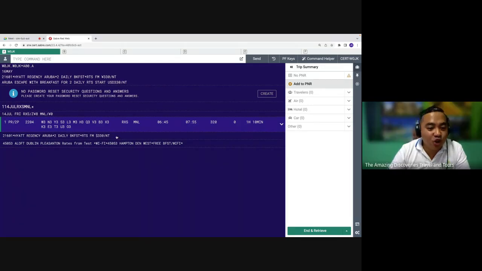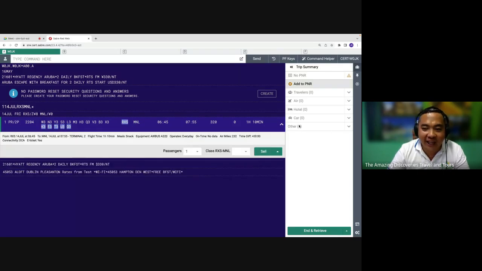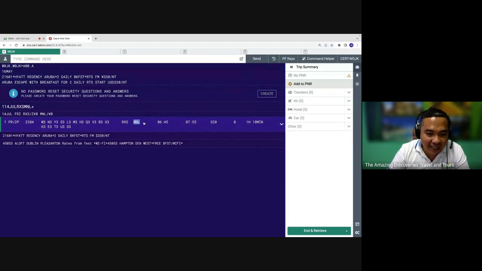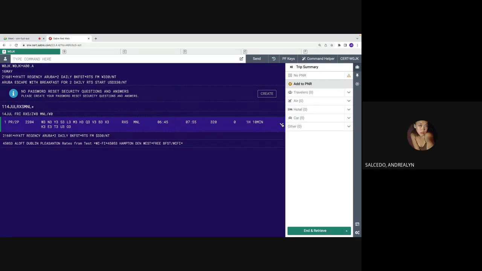Now, let's start first with this one. Rojas, Manila, this is the city pair. So the flight departs from where? From Rojas. And the flight terminates where? In Manila. This is what we call the city pair. When we say city pair, there should always be an origin and a destination. You cannot search in Sabre if you only put one. Is that clear for all? Yes, sir.